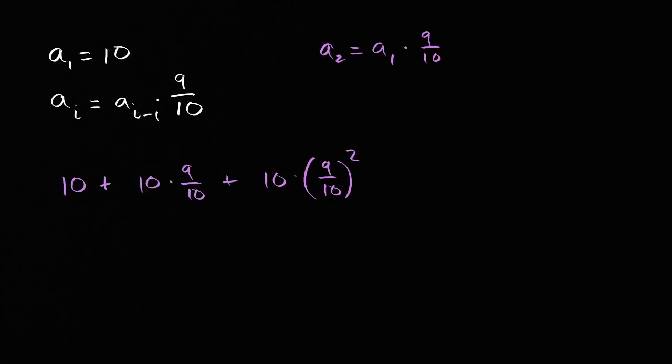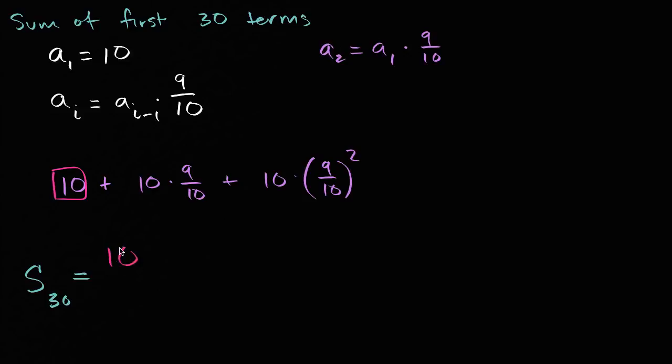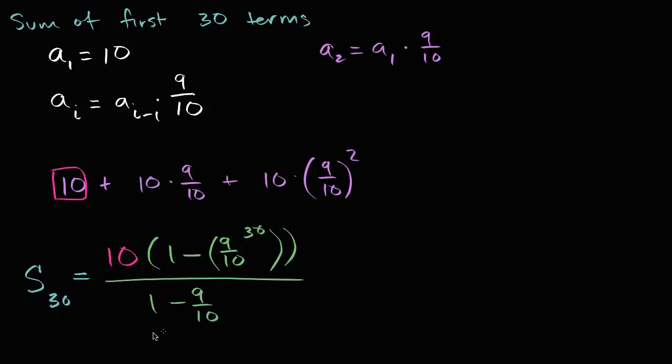So let's say we want to take the sum of the first, I don't know, 30 terms. So what will this be? Well, we're going to take S sub 30. I don't know why I wrote 10. S sub 30, the sum of the first 30 terms, is going to be equal to the first term. We've done this before. The first term times 1 minus the common ratio to the 30th power, all of that over 1 minus the common ratio.